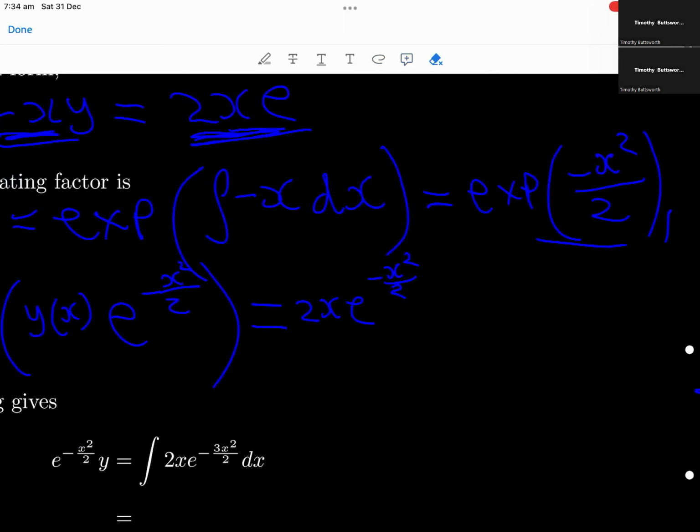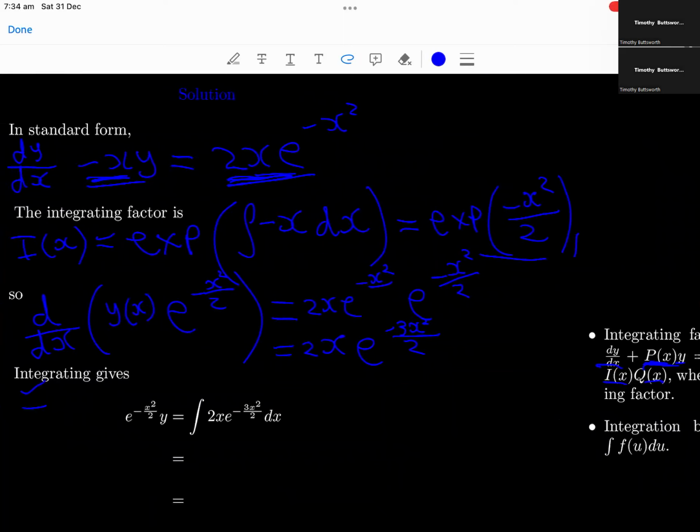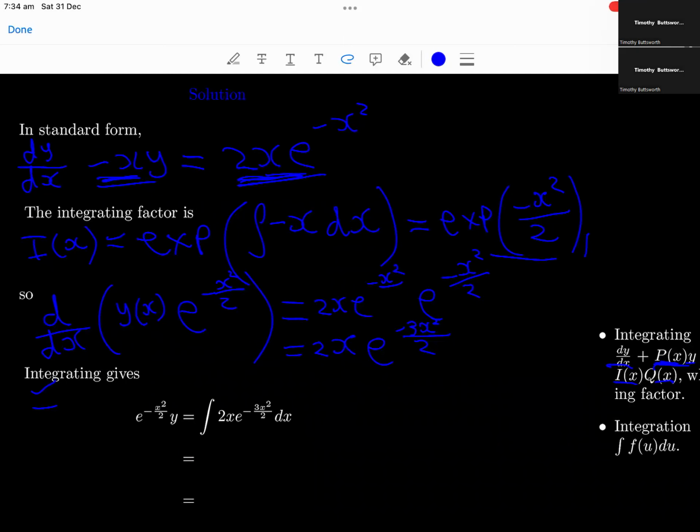Got that wrong. The original right-hand side was 2x times e to the minus x squared, and we multiplied by my integrating factor, which is minus e to the minus x squared on 2. But of course, we can simplify this a tiny bit: 2x times e to the minus 3x squared divided by 2. All right, so d on dx of this thing is equal to this thing, which is a function of x.